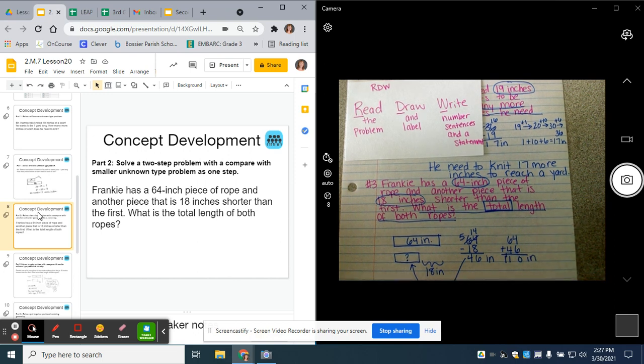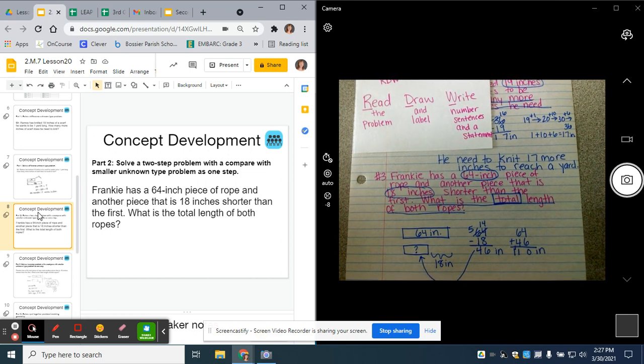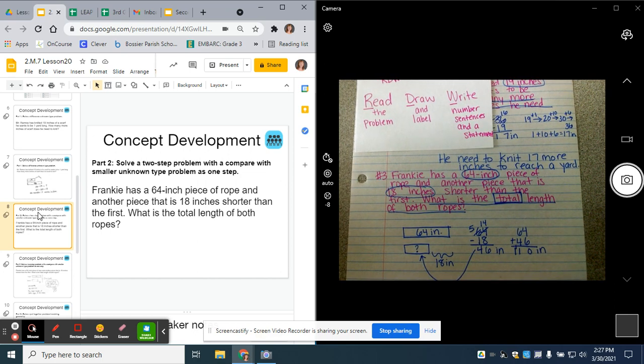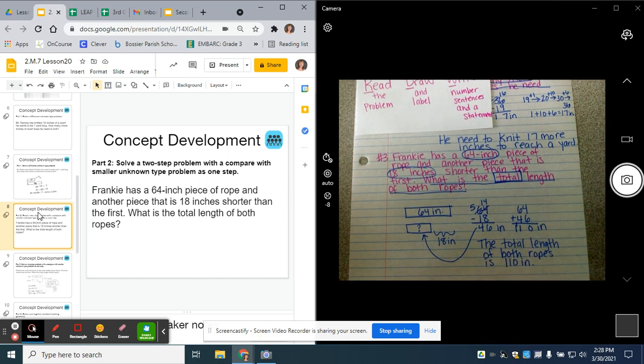We need a sentence. We've got our number sentence done. We need a word sentence. The total length of both ropes is 110 inches. The total length of both ropes is 110 inches.